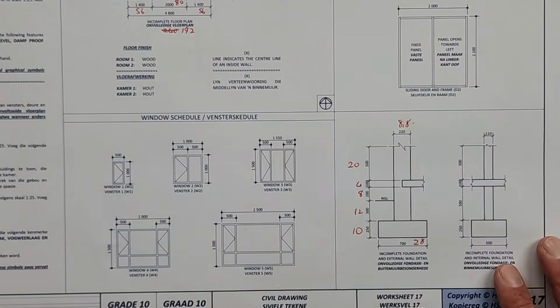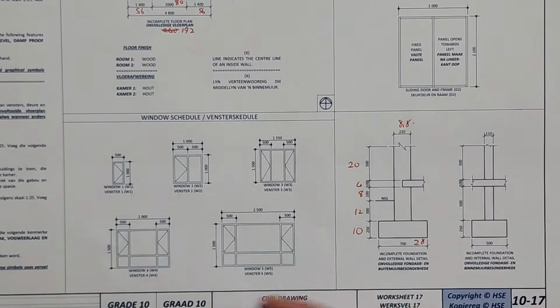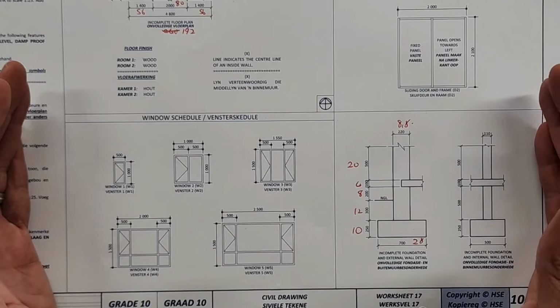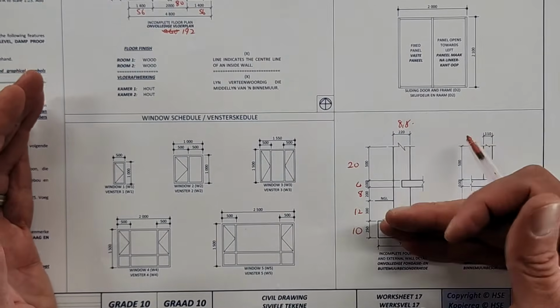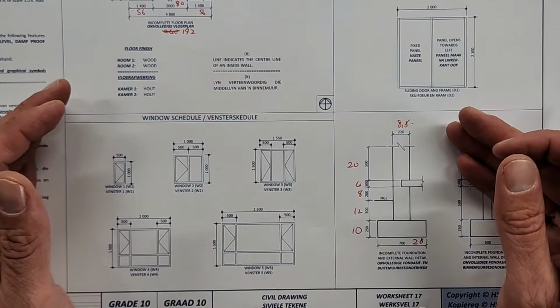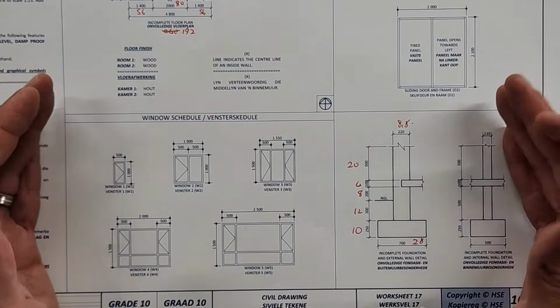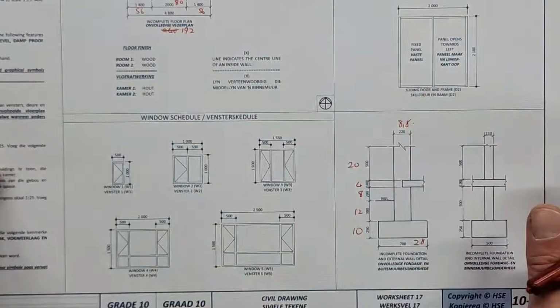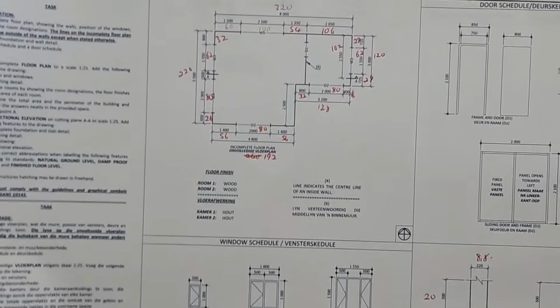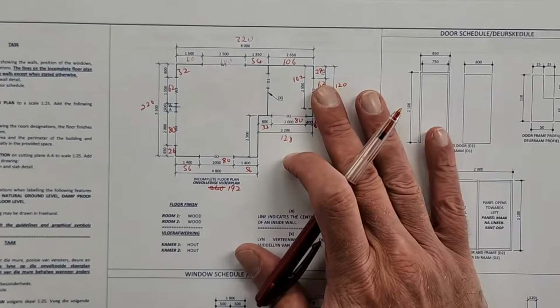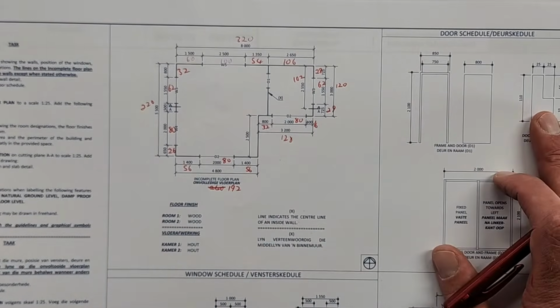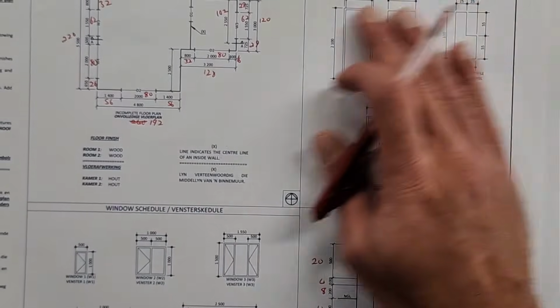Grade 10 learners, welcome to this How to EGD lesson. We are busy with civil drawings. It is the most difficult of the drawings that we've done up to now. Based on what is given here on page 1017, we're going to have to provide a complete floor plan as well as a sectional elevation using the required details.